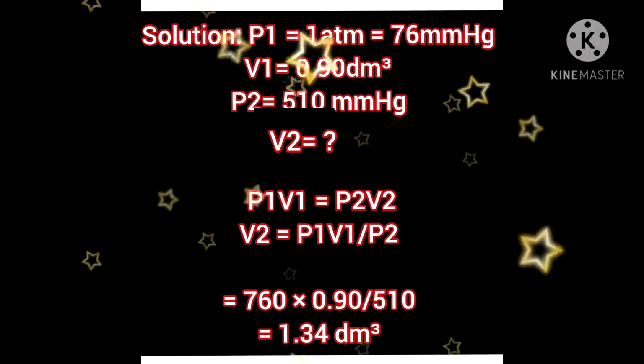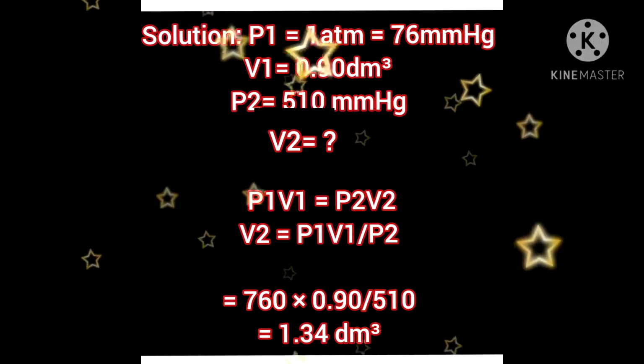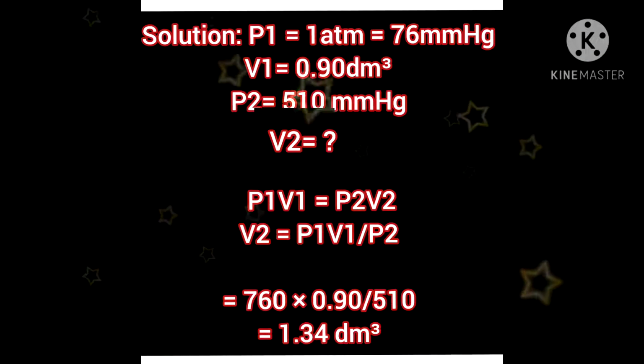So we use this formula, and making V2 the subject of the formula, we have it this way: 760 times 0.9 over 510, which is P2. The answer gives us 1.34 dm³. That shows that as the pressure reduced, the volume increased.